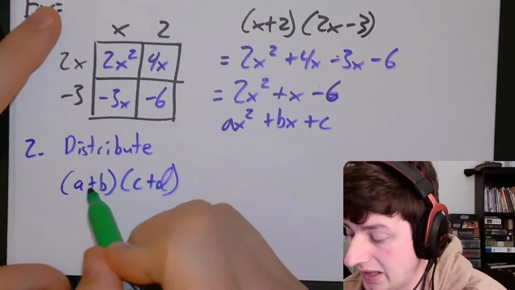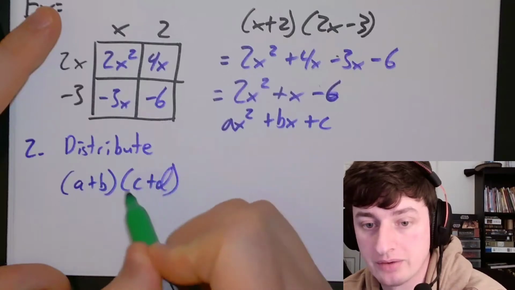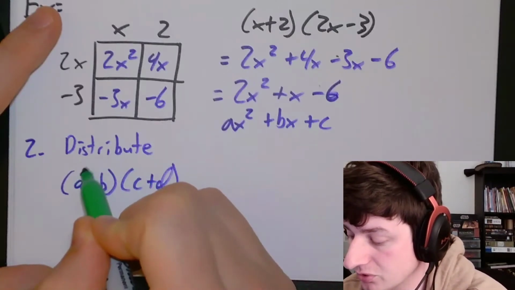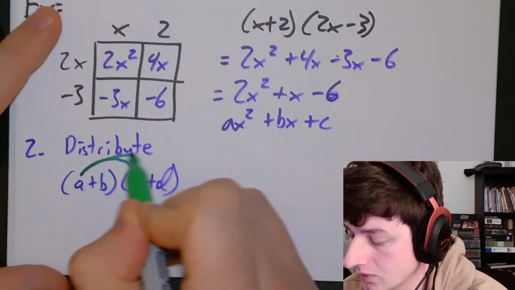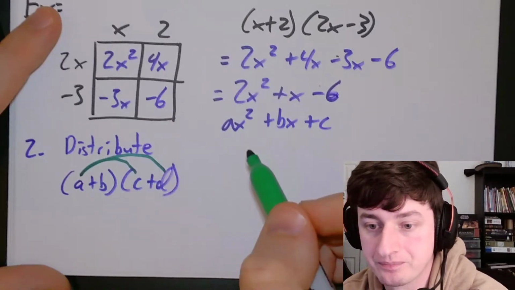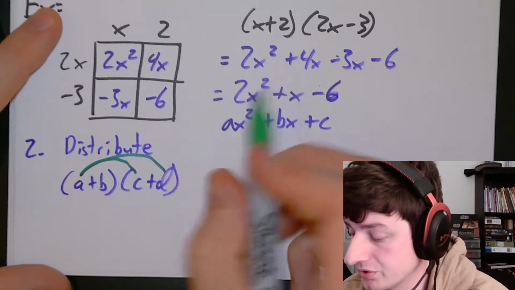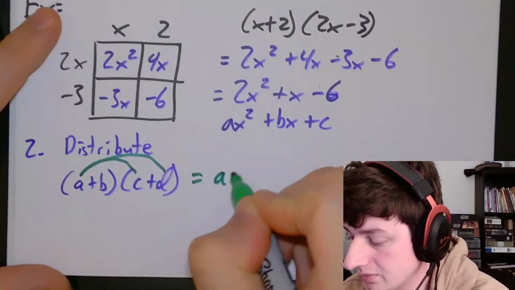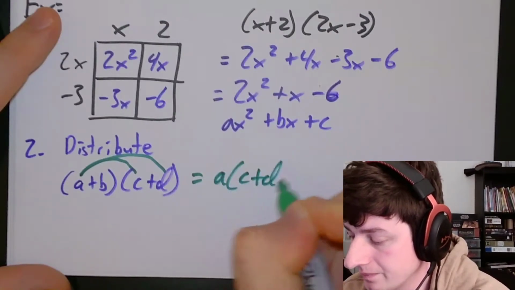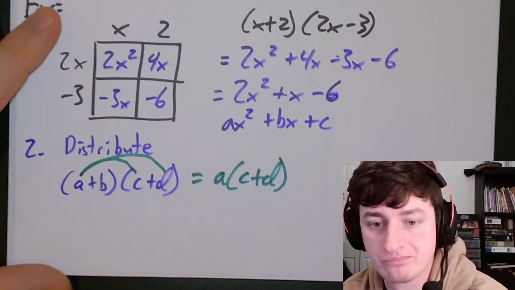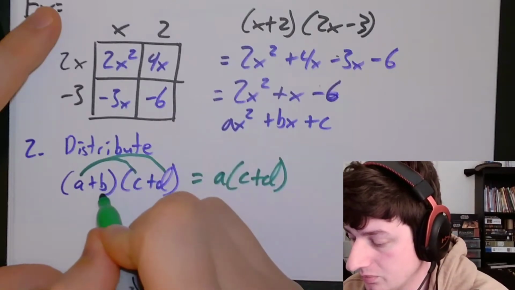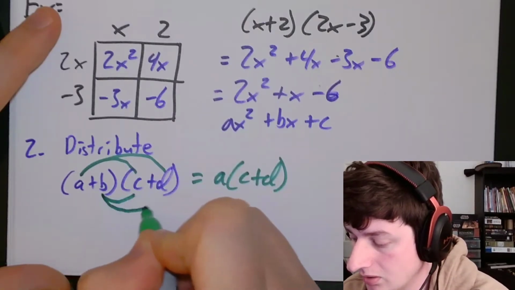So we need to multiply everything in here by everything over here. So this A needs to be multiplied by C and by D. In other words, we can say it's A times C plus D. Okay, and then we need to multiply B times C and B times D.